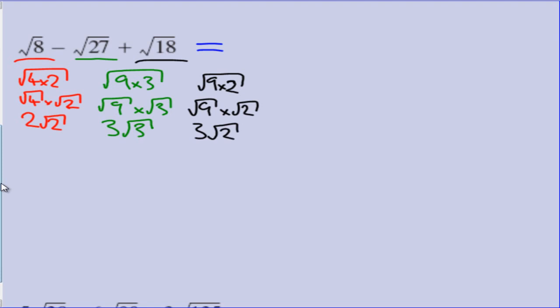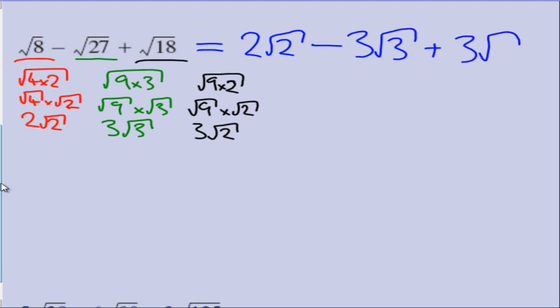Alright, let's rewrite this in terms of the simplified form. So instead of the square root of 8, we have 2 root 2. Then a minus sign. Instead of square root of 27, we have 3 root 3. And then a plus sign. And instead of the square root of 18, we have 3 root 2.